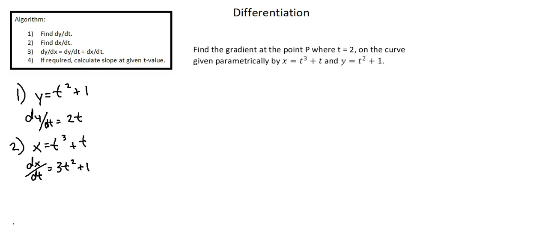Step 3 is the derivative of y with respect to x. And this equation is based on the chain rule. The process we'll use in step 3 is to divide the two derivatives we've calculated in step 1 and step 2. We'll divide derivative of y with respect to t by derivative of x with respect to t. In our example, the derivative of y with respect to t is 2t, and the derivative of x with respect to t is 3t squared plus 1. And this is our final derivative, the derivative of y with respect to x.